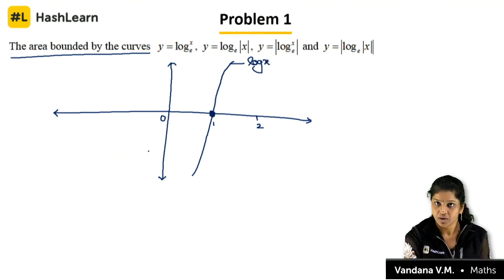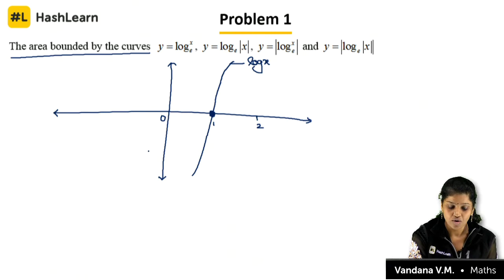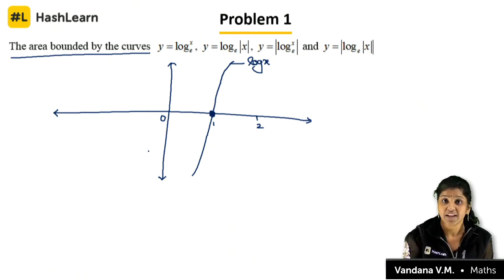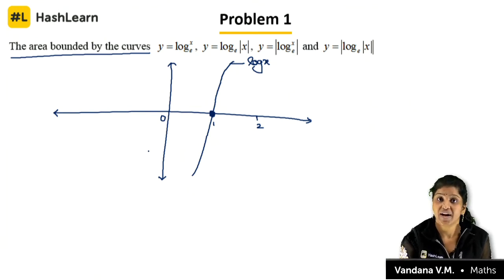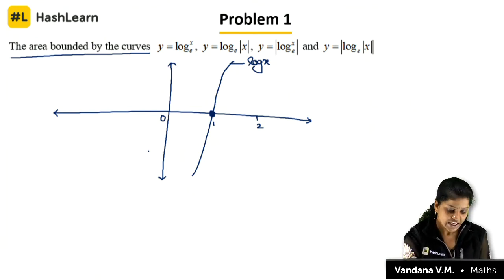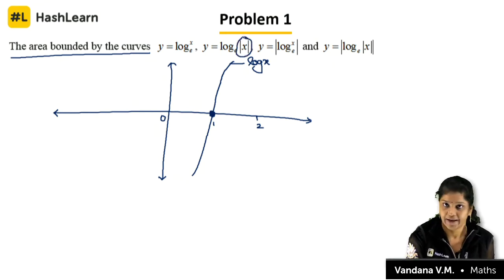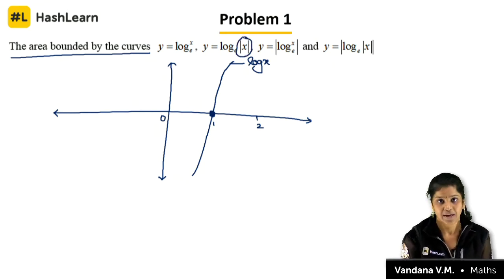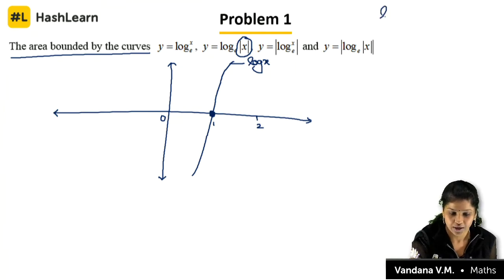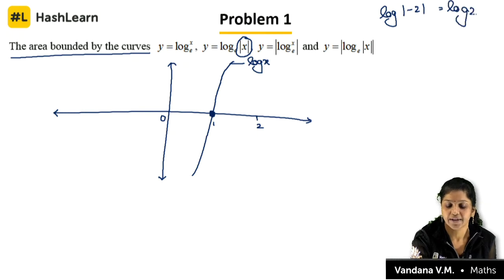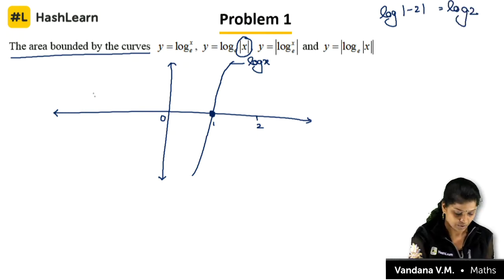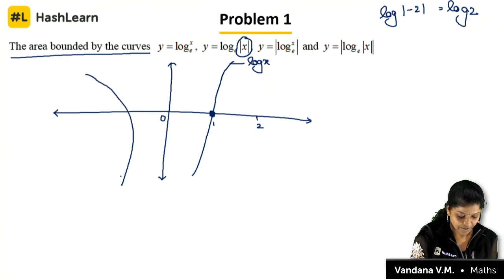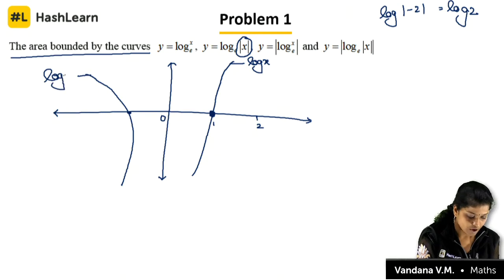Next, I would like to find out the value of log of mod x. Log of mod x means what? What I said, log is defined for only the positive terms. If I am taking mod for x, that means I can take the negative values also. If I take negative, look at here, log of mod minus 2 gives you log 2 only, right? So I can take negative values also. So the graph of this will be like this. This is log mod x.